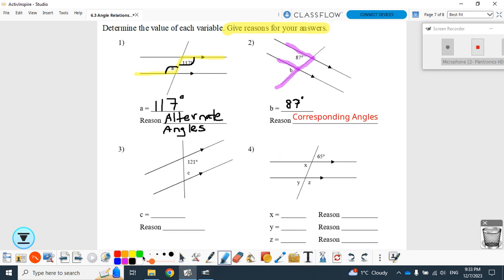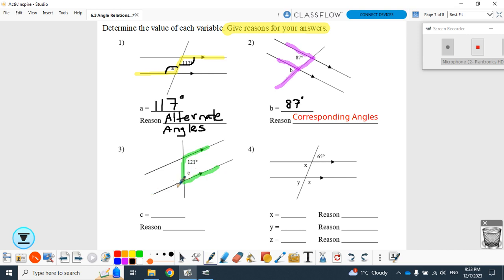Okay, let's try this one. Now, there's a bunch of different ways to do this one. Maybe you solve for this 121, and then you did 180 minus to get this angle over here, and then you Z pattern over there. There's 100 different ways to do it, truthfully. And whatever way you choose is probably not wrong if you arrive at the same answer, of course. But I think the easiest way to see this one is to look at the C pattern, right? Because this angle up here is 121. This angle down here is unknown.